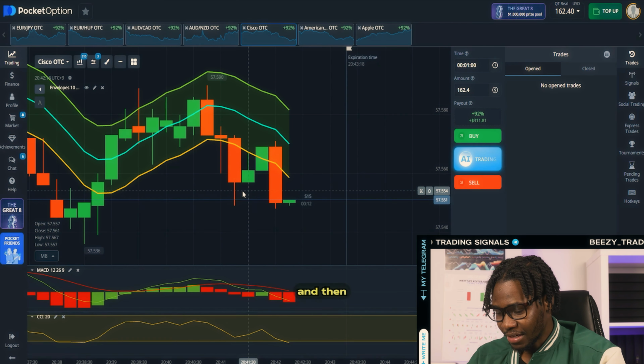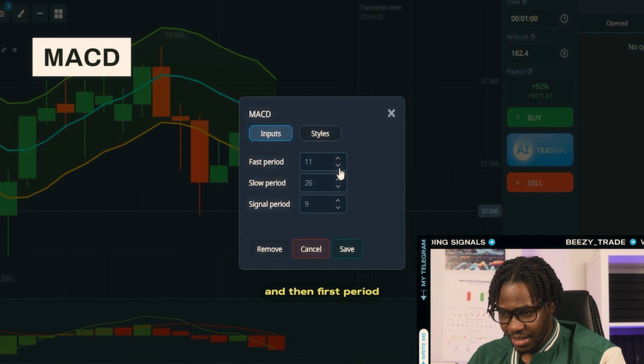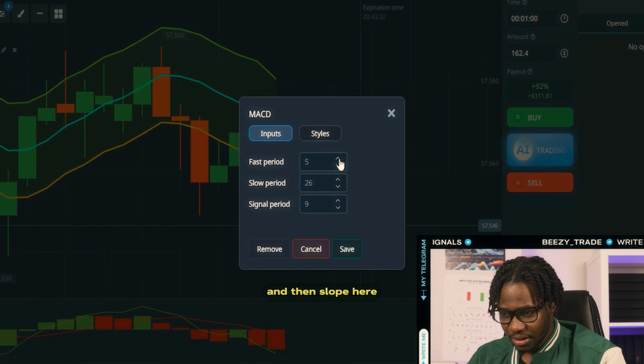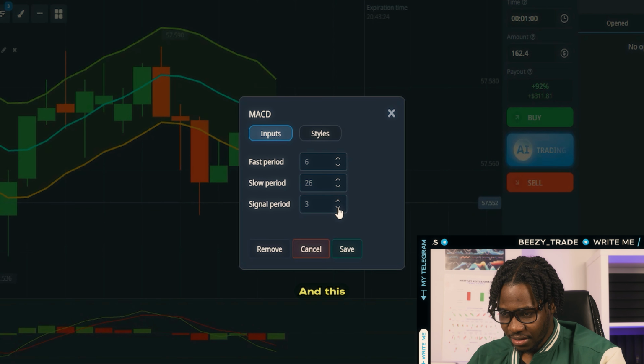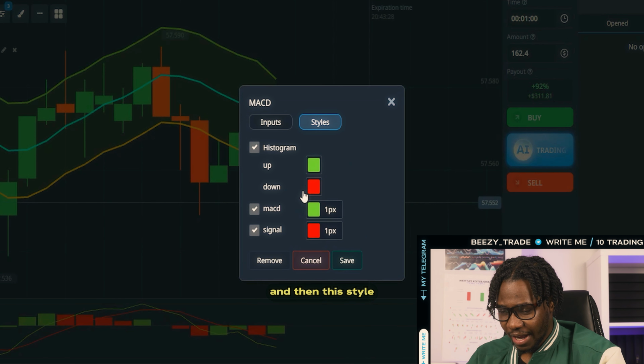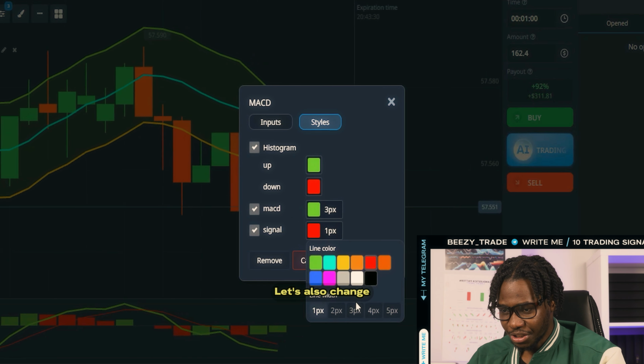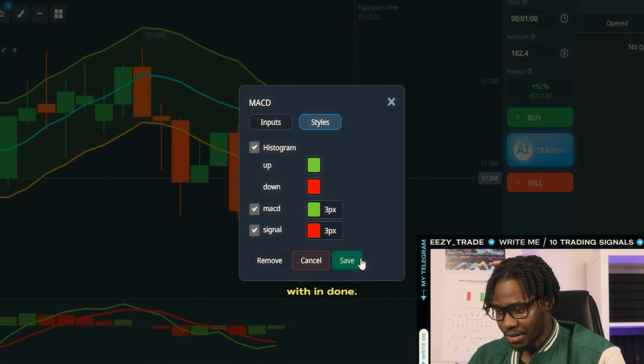And then let's go into the MACD, and then fast period, and then slow period, just like that. And let's change the slow period, and then the signal period, we'll put it to 4. And then the style here, let's also change the colors that you're going to work with, and done.